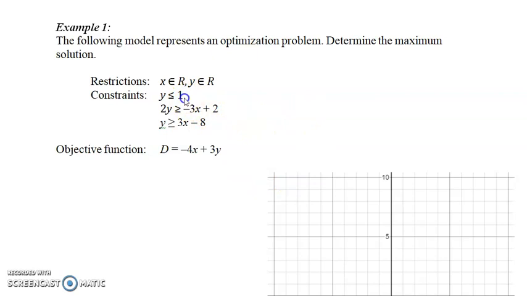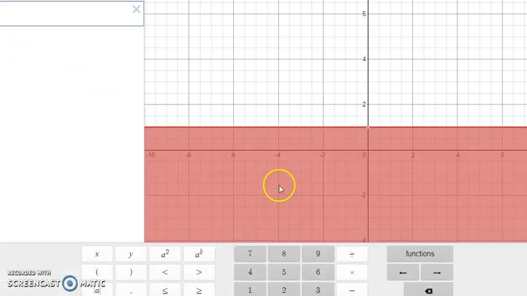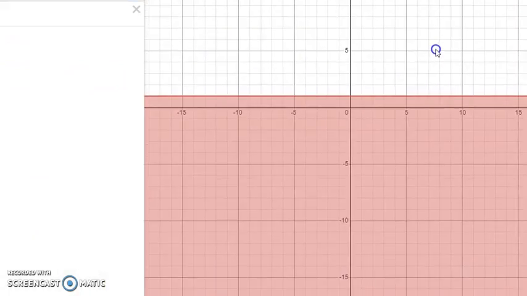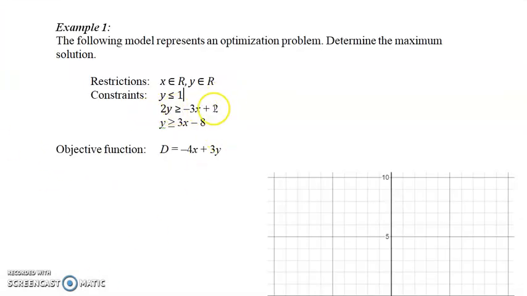So the first line, y less than or equal to 1. That's an easy one to graph. So we'll just graph that as is. Y less than or equal to 1. There's your graph there. Okay. With all the values less than that, we'll shade that a little later. The second inequality we have here is 2y. So we got to divide everything by 2 there, right? So we want to rearrange that one. First one's fine. We don't got to do anything with that one.